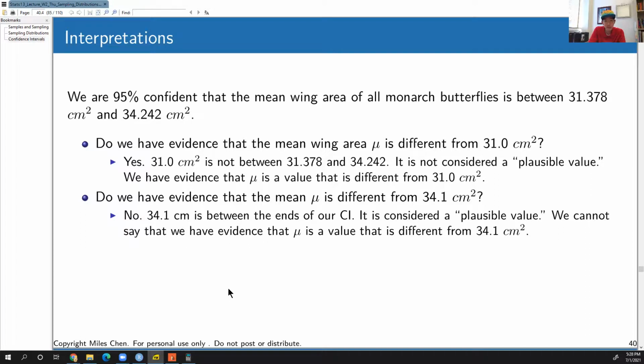No problem. All right. So we're not going to say that we have evidence that the mean is different from 34.1. Okay.